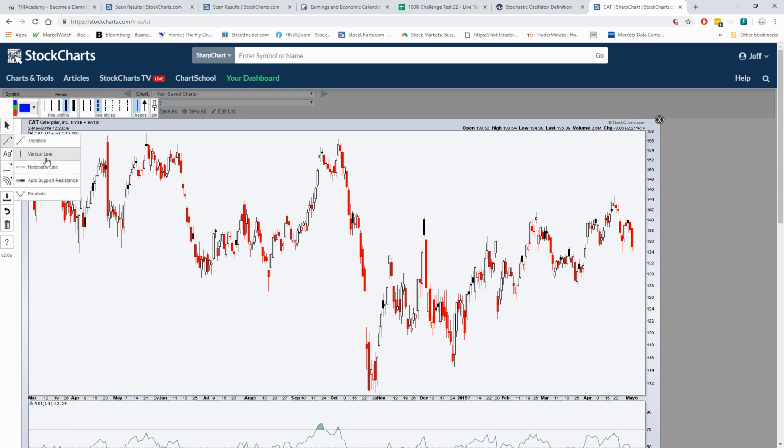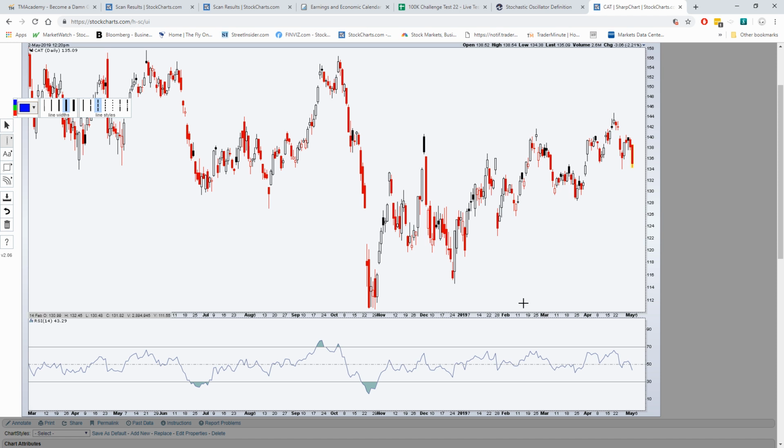And I'm going to draw some vertical lines so we can see exactly what's going on. But here we have the RSI making a peak, right? Right back here in February. You'll notice the RSI retests that peak as the stock goes higher. Let me make these lines a lot thinner here. There we go. That way we can still see the price action.